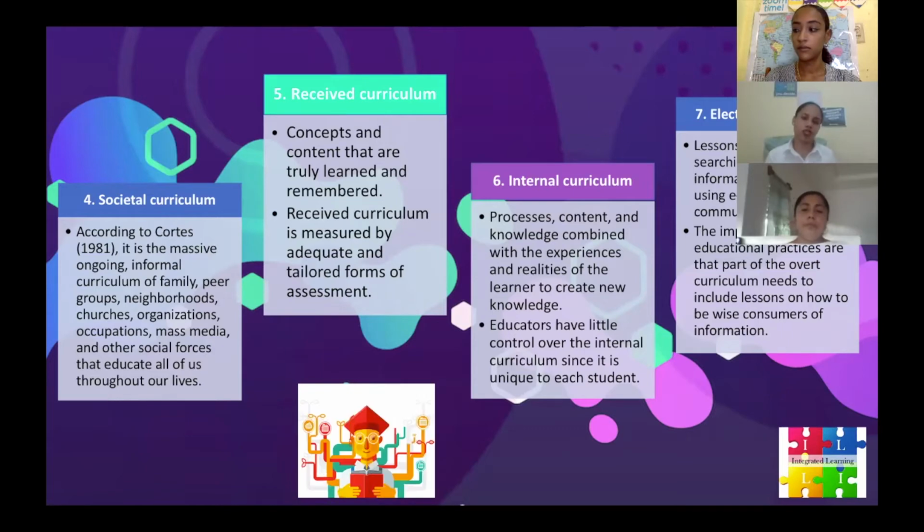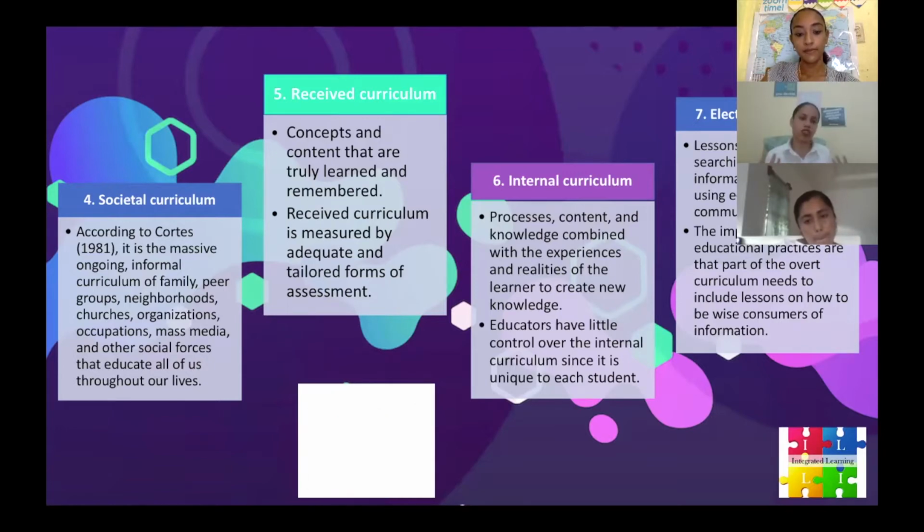Let's move on now to the received curriculum. This is the concepts and content that are truly learned and remembered by the students. The received curriculum is measured by adequate and tailored forms of assessment. So these assessments would then let you know what students grasp from the content, what it is that they're taking away with them from the lesson and at the end of that course. The sixth one, the internal curriculum.